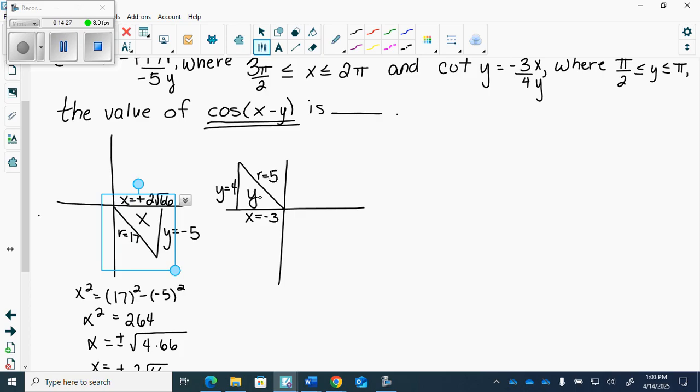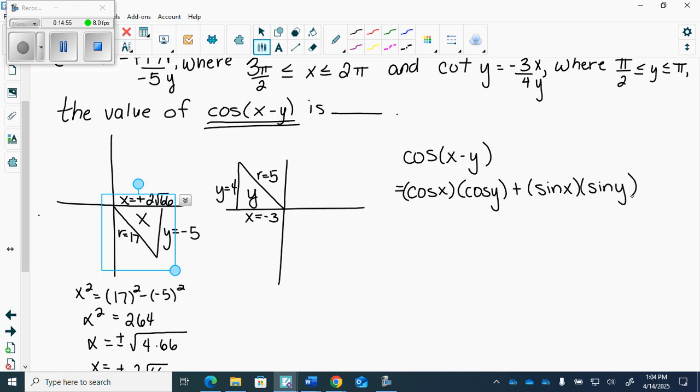So now we want cos of x minus y, which is a formula off our formula sheet. And if you do not spot that when I do cos, sine, or tan, something minus something or something plus something, if you don't spot that it's a formula on the formula sheet, you're going to distribute, and that answer will be there, and you will be wrong. So this is cos x, cos y, plus sine x, sine y. x comes from the x triangle and y comes from the y triangle.